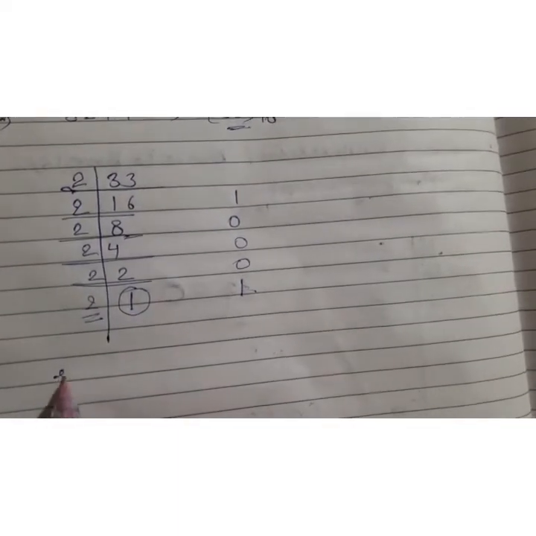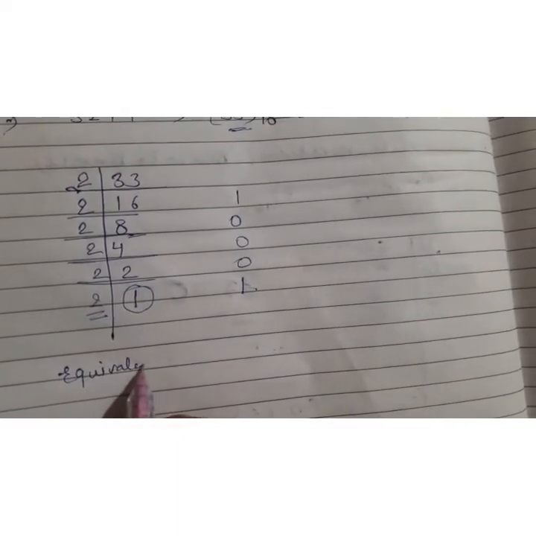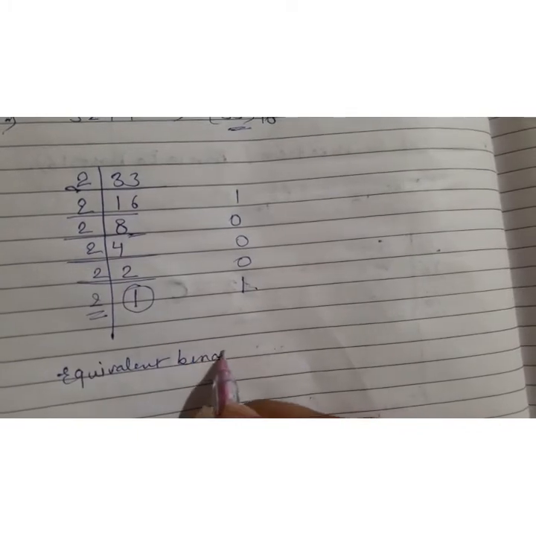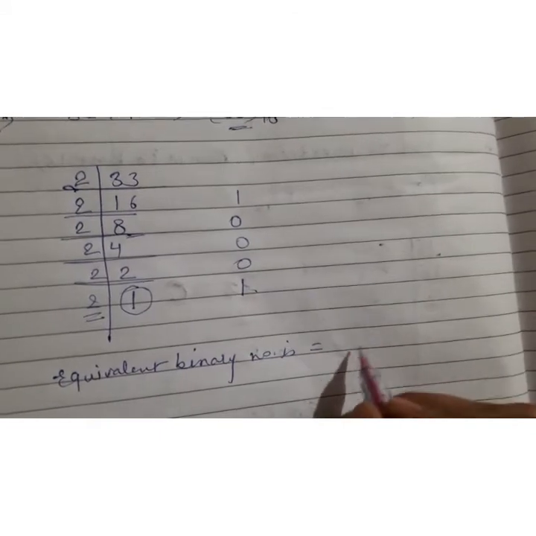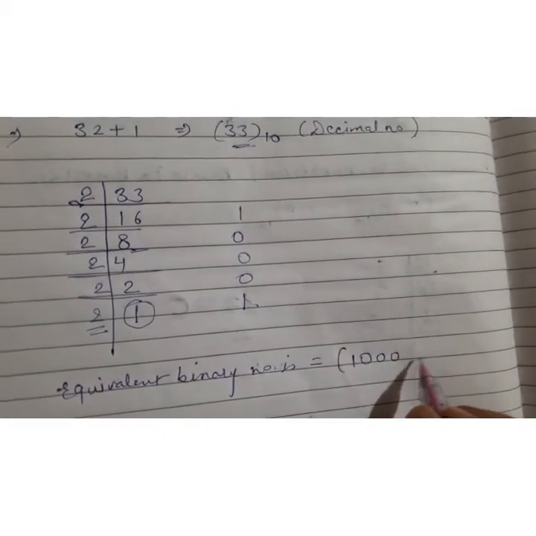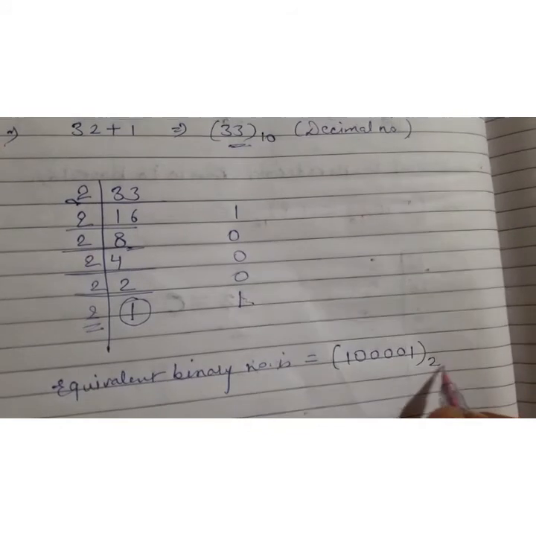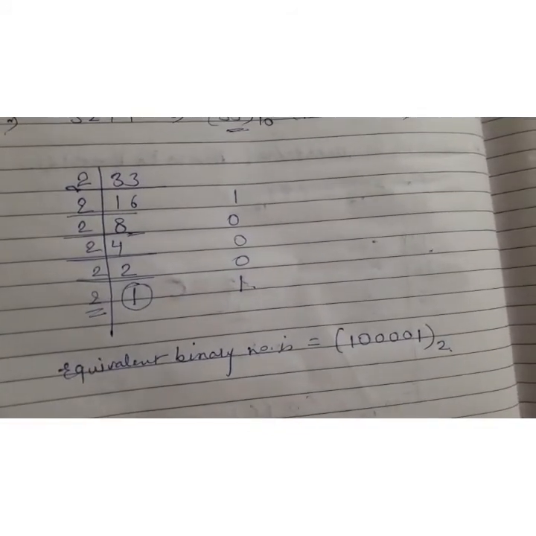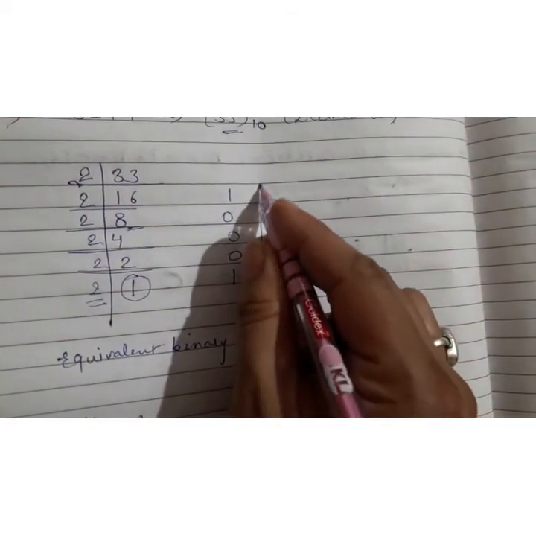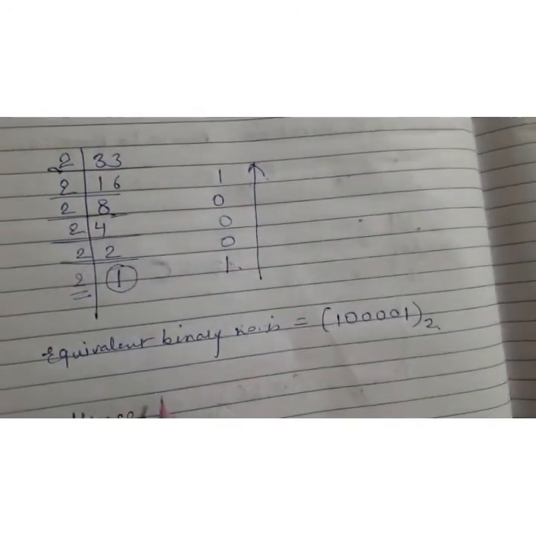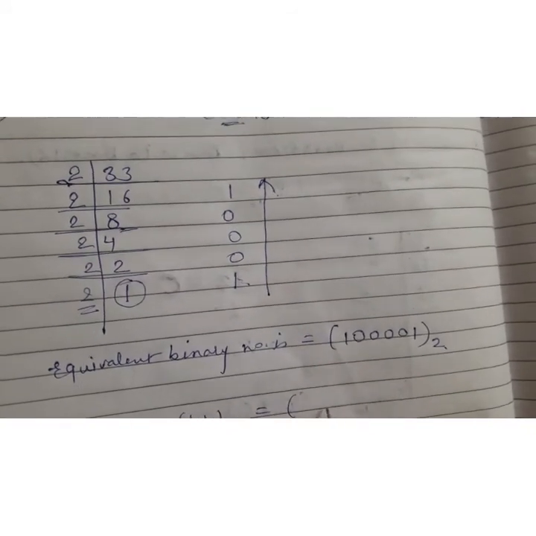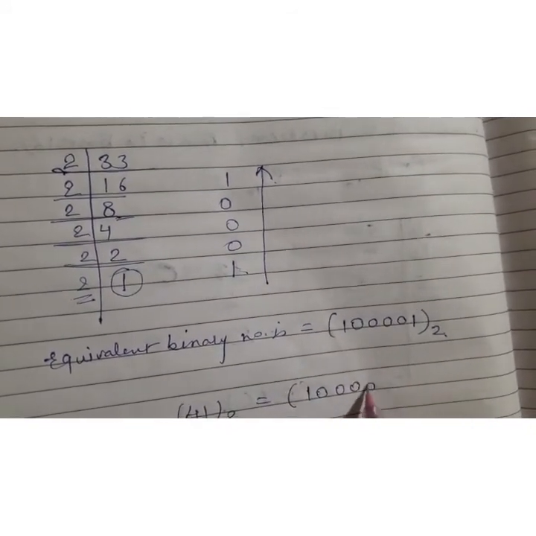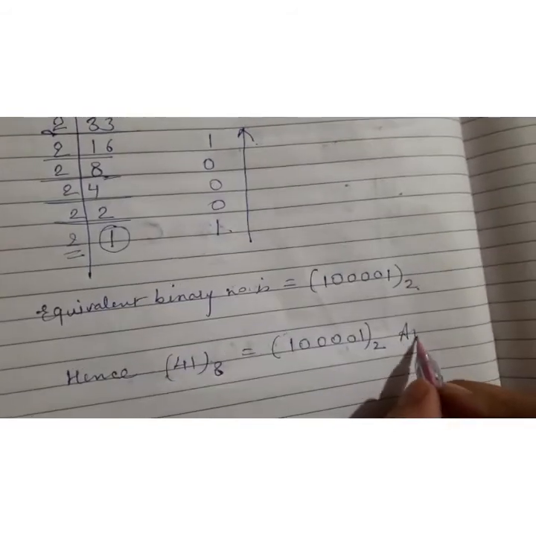So the equivalent binary number we got is 1 0 0 0 0 1 in base 2, because we have assigned the remainders from bottom to top. Hence 41 in base 8, we got 100001 as our answer. So that is the procedure.